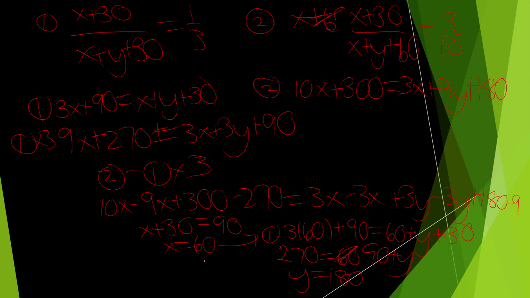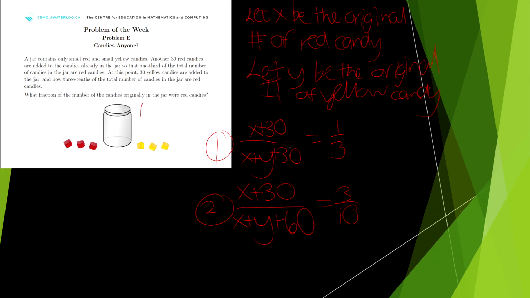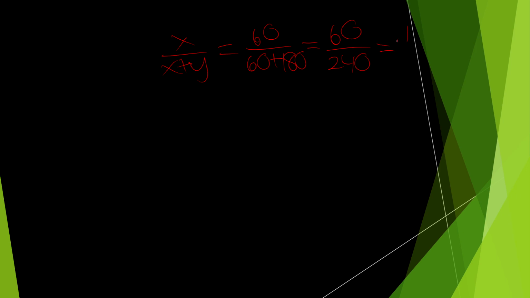And then remember that originally we wanted to find x over x plus y, the original proportion of red candy, which is represented by x. So then we get 60 over 60 plus 180, which equals 60 over 240, which is equal to 1 over 4. So 1 over 4 is our answer.